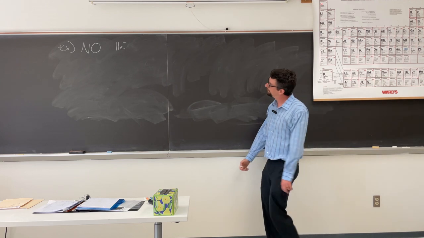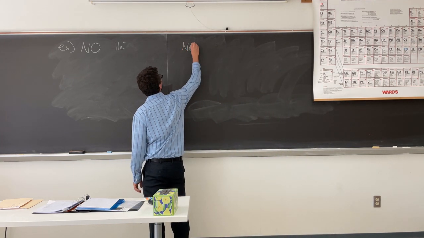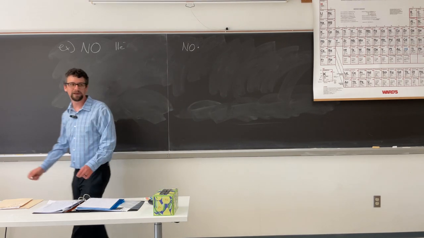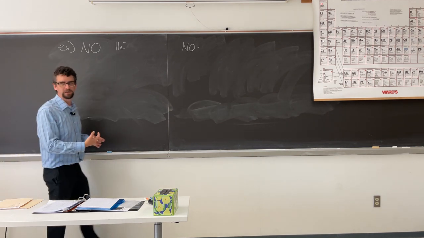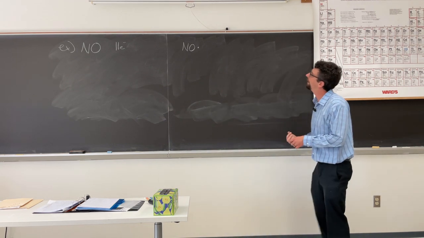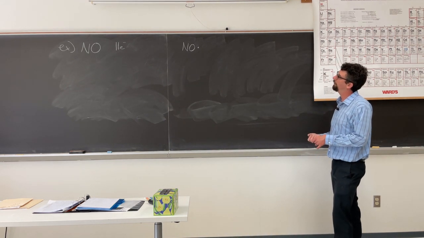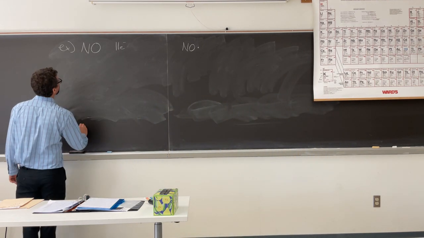Anyways, it's radical, dude. NO dot. I'll just represent it that way. What do you know about radicals? Unhappy, reactive, generally paramagnetic. Okay. We're going to draw the MO diagram for this one. Really depends on your preference.